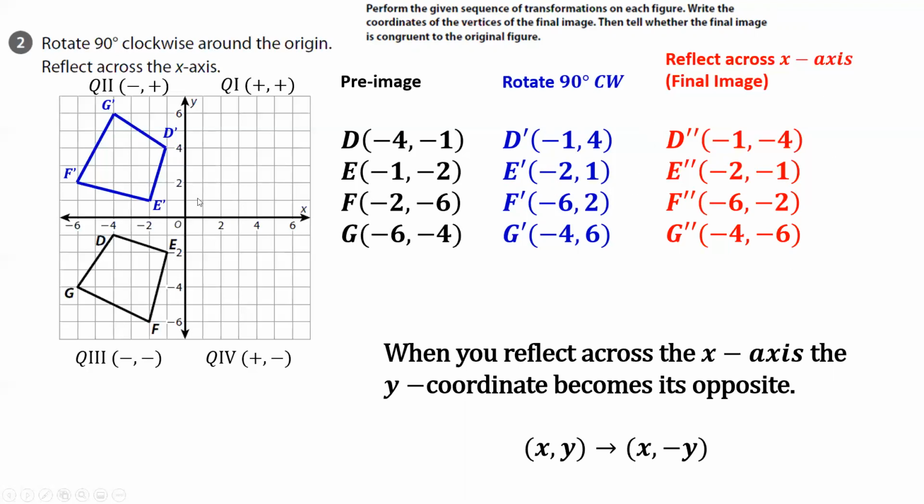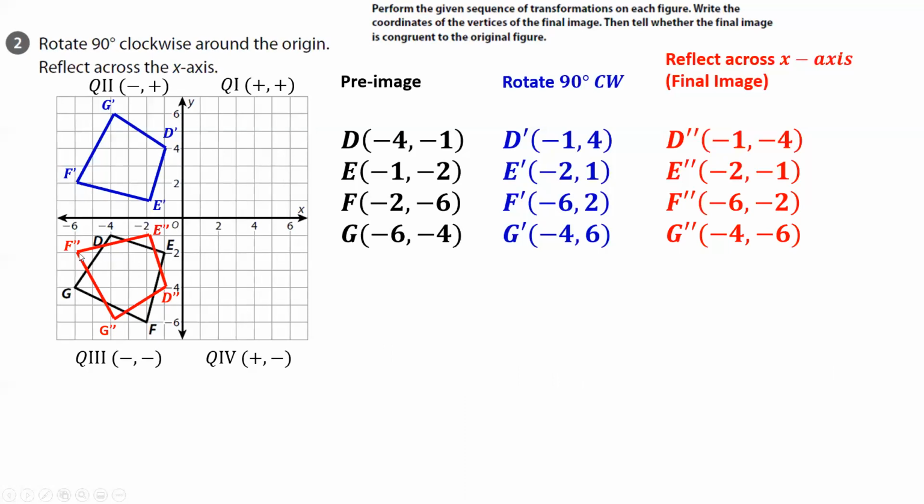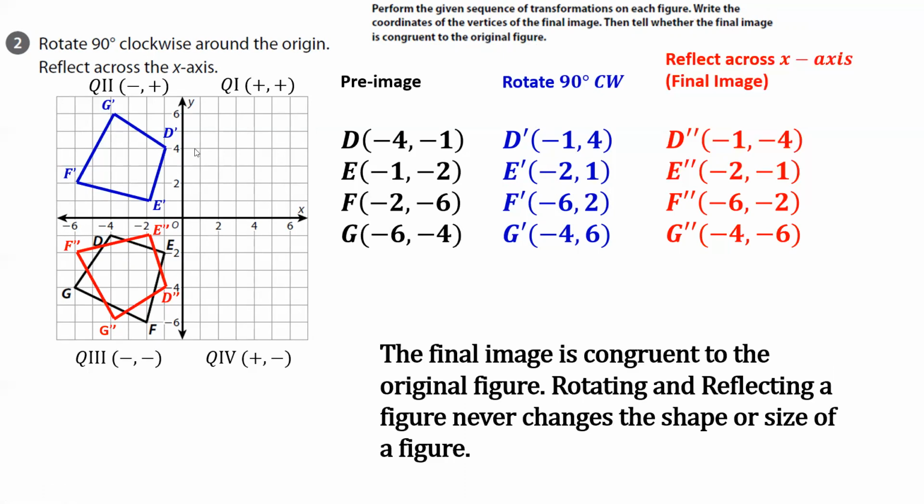Let's just plot it for fun. If I were to reflect this across the x-axis, it would go back into quadrant 3, and it looks something like the one in red. And then we have to answer the final question. Tell whether the final images are congruent to the original figure. Remember, congruent means you have the same shape and same size. They're equal, in other words. And is the black picture equal to the red? Is it congruent to it? Yeah, it is. The final image is congruent to the original figure because rotating and reflecting a figure never changes the shape or size of a figure.